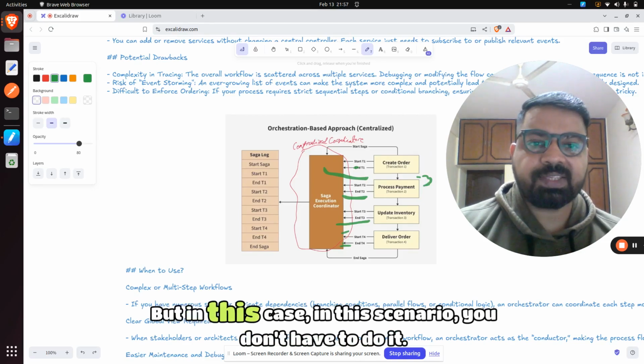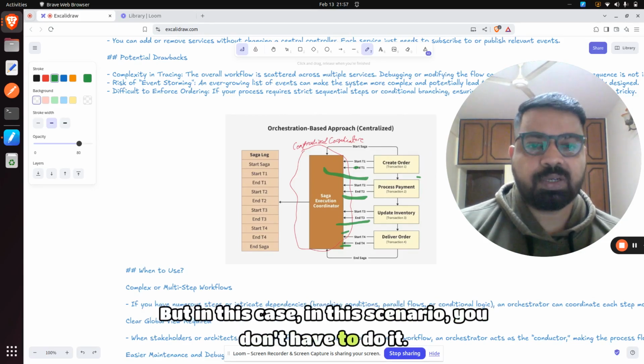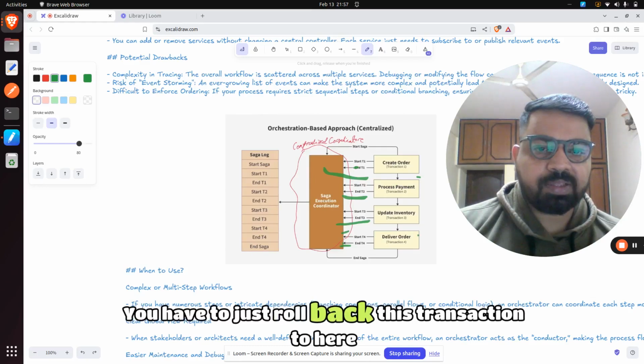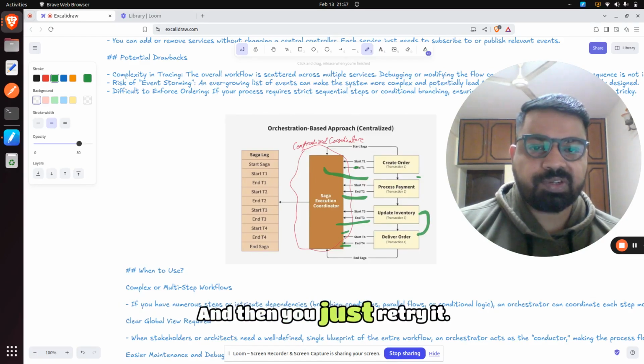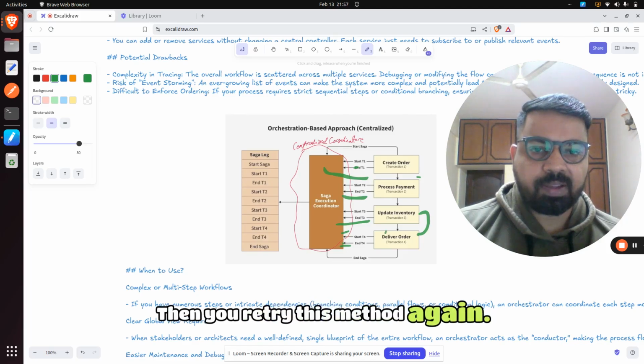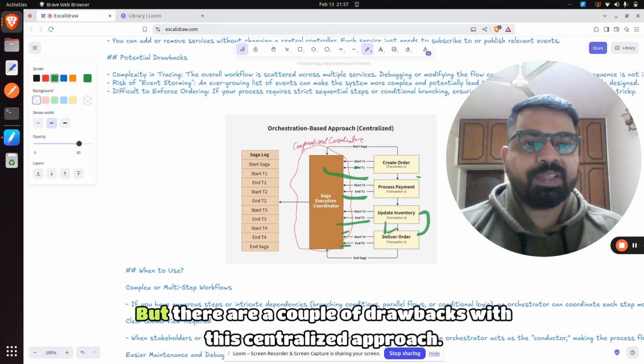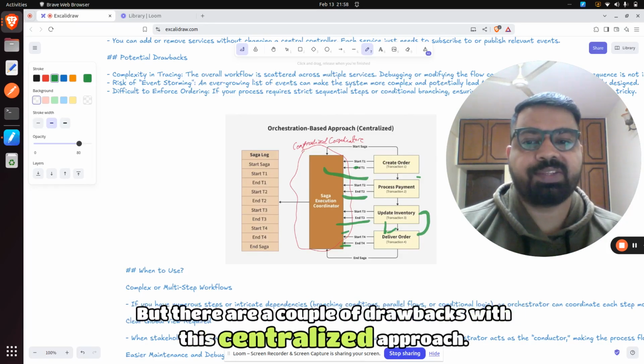But in this scenario, you don't have to do it. You have to just roll back this transaction to put it back, and then you just retry it. Then you retry this method again. You just retry the method again. But there are a couple of drawbacks with this centralized approach.